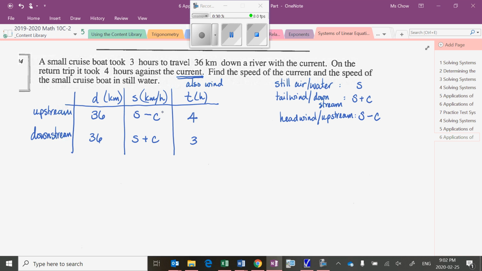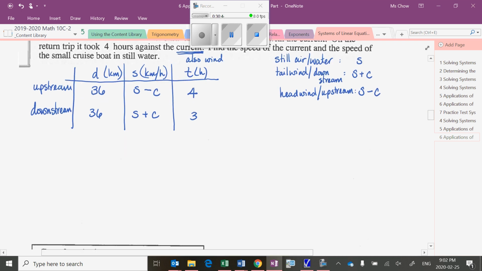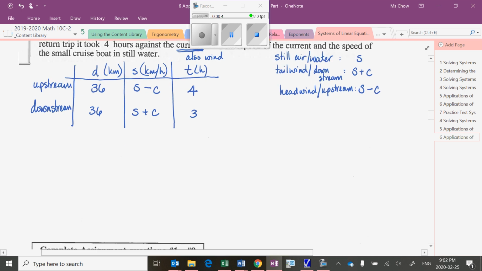Once again, to find the distance traveled, we multiply the speed you're traveling times the time. So speed times time is equal to distance, right? Distance is equal to speed times time. So that means that 4 times (s minus c) equals 36 is our equation 1, and 3 times (s plus c) is equal to 36 is equation 2.